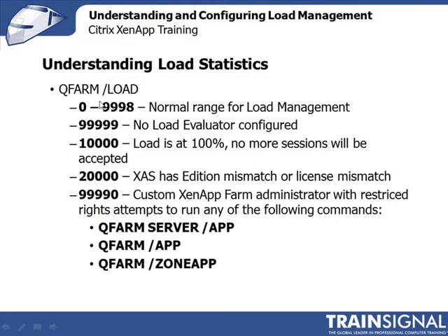When you run the command qfarm /load, the values mean the following. Anything from 0 to 9,998, so to speak, is a normal range for load management. This means that the server is in a normal state, everything is good. This will vary: if there's one user, it'll show maybe 100, and so on. That's how you know what type of load is on the server. Now if you see five nines, it basically means that there's no load evaluator configured on this particular server, and that could give you a hint that maybe you should configure something for this server.